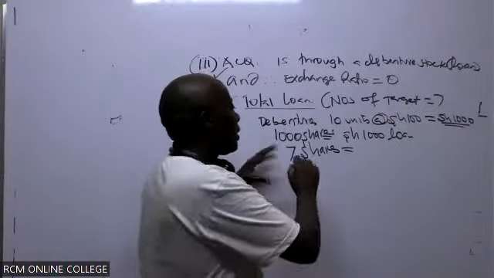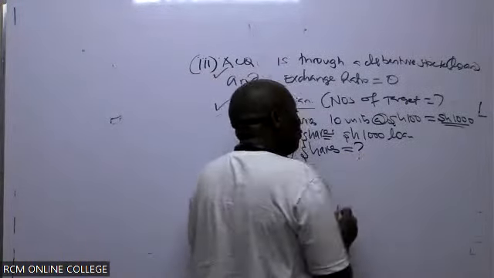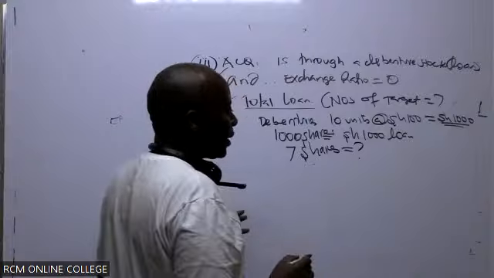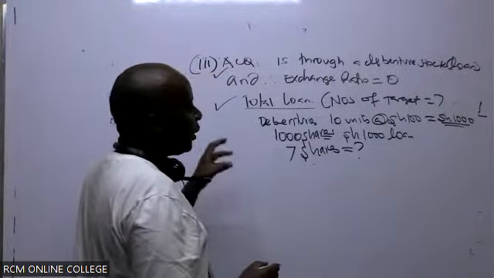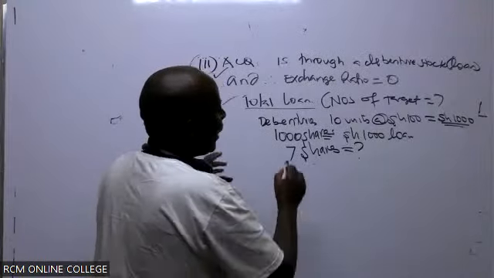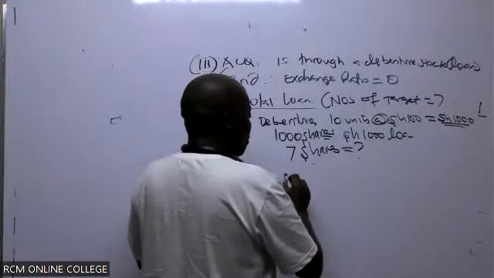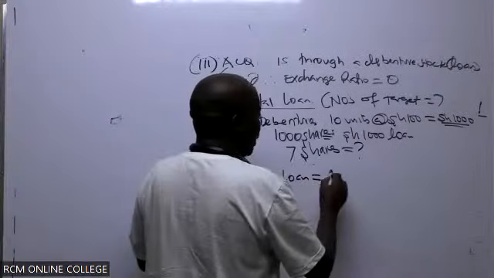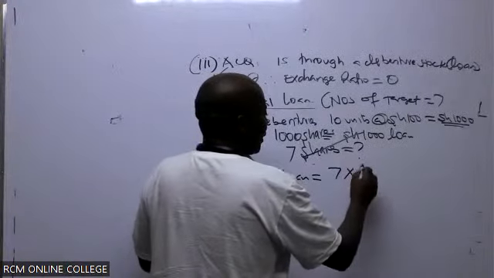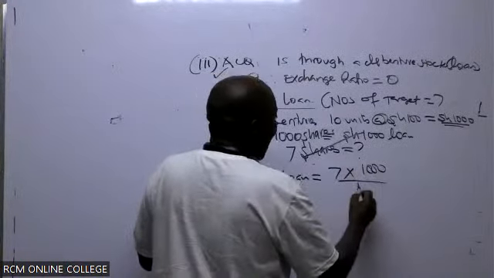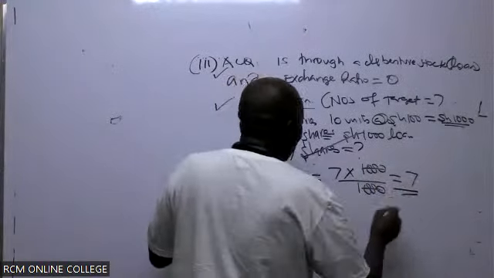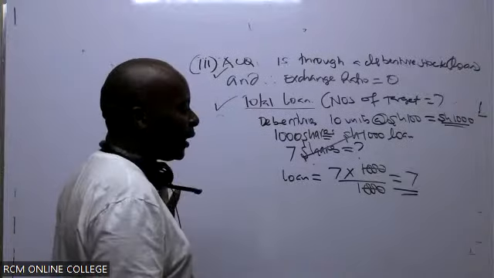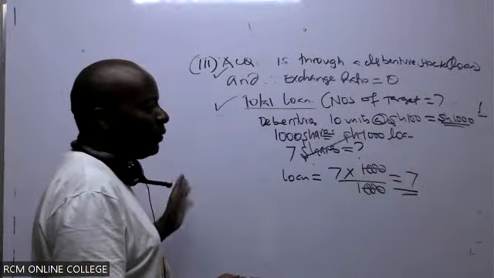So in this case, for 7 shares, what amount of loan are we going to give these guys? If every 1,000 shares we're giving them shillings 1,000, what about 7 shares? So go ahead and cross multiply. Our loan to be given will be 7 times 1,000 divided by 1,000, which will end up giving me a loan of just 7 bob. Leave it like that.